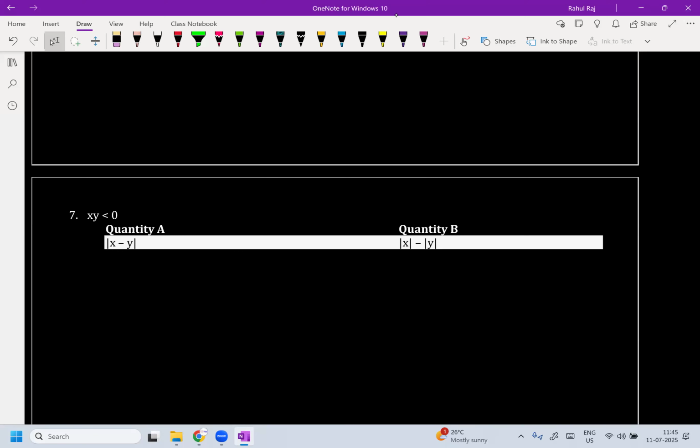Here I'm getting quantity A equal to quantity B. What are the values that you have taken? So x is 10 and y is negative 5. It says xy less than 0, correct. You have taken x is equal to 10 and y is equal to minus 5. So this will be 15 and this is 5. So how can you say quantity A is equal to B?